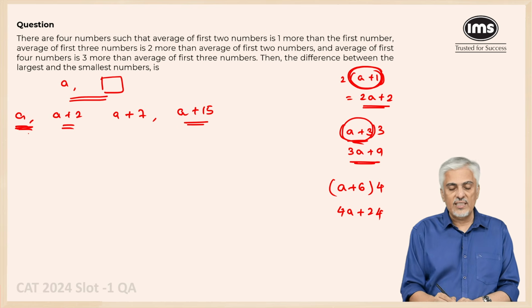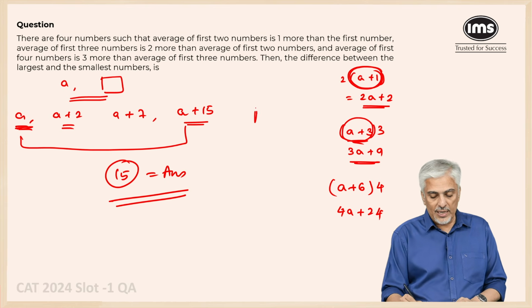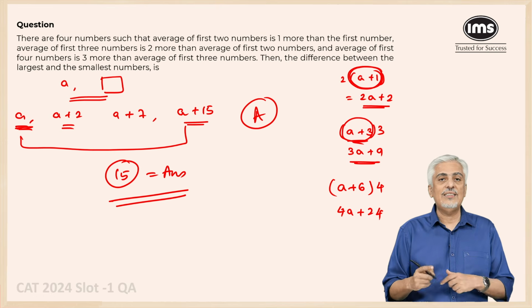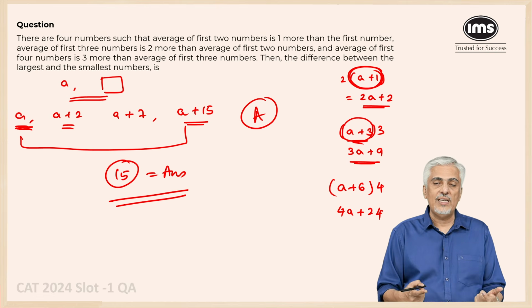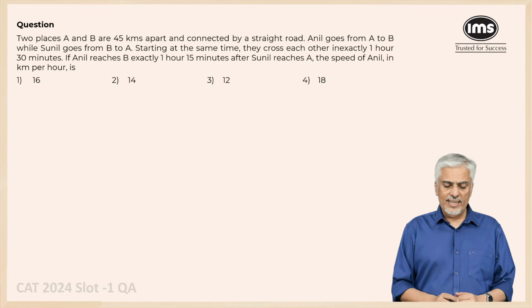Difference between the first and the last number, 15. And that's my answer. And if you did this method, it becomes a level A question. So how the same question with a different method becomes a level A, and with a different method becomes a level B. Let's have a look at the next question.